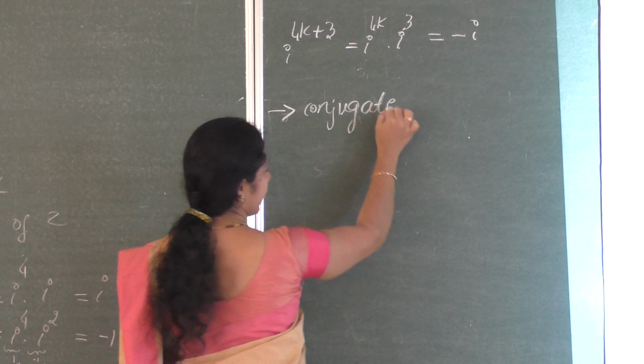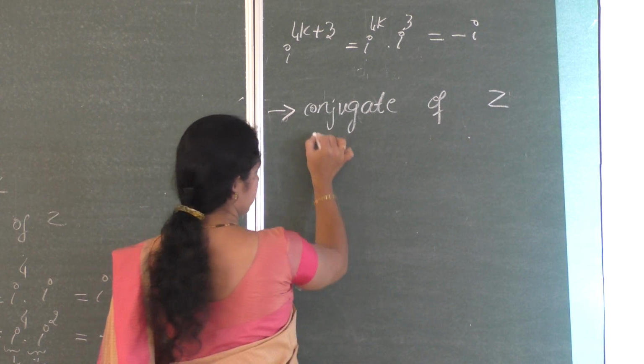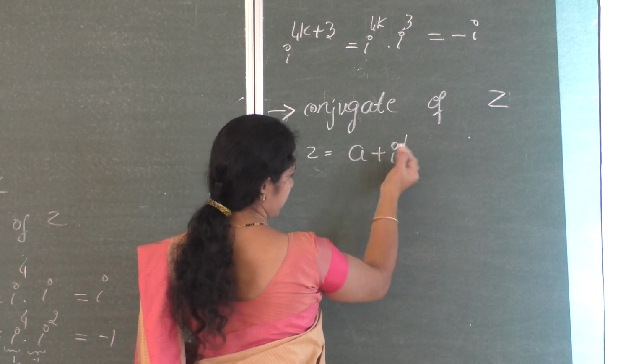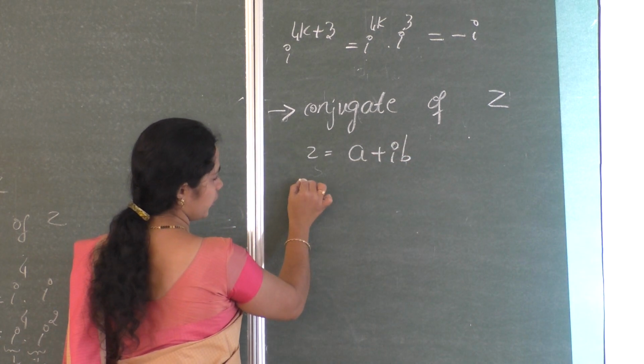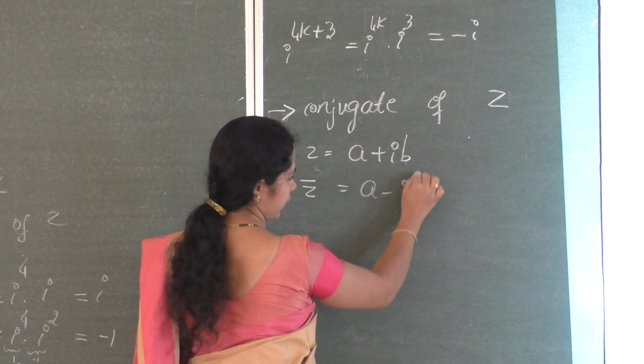Now next point, conjugate of z. Suppose z is a complex number, z is equal to a plus ib. Conjugate of z is denoted by z bar. z bar is equal to a minus ib.